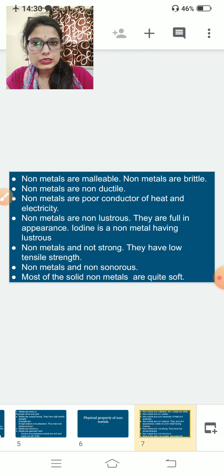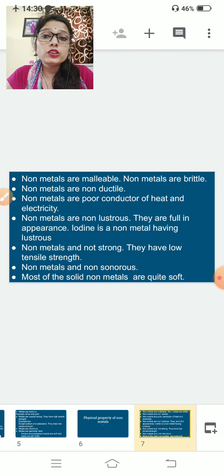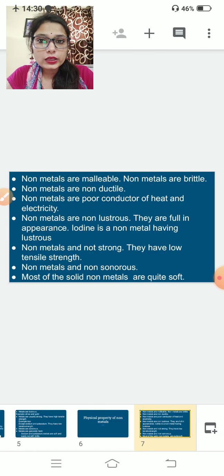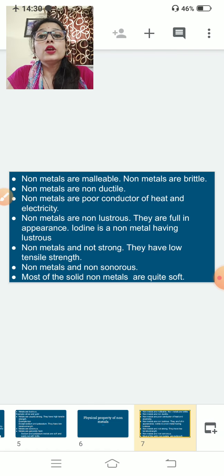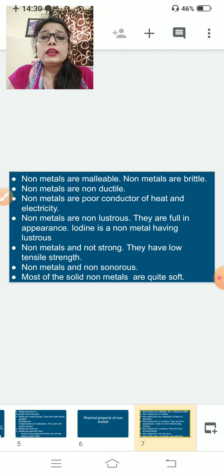If metals are ductile, then non-metals are non-ductile. If they are non-ductile, what does it indicate? It indicates that we can't convert non-metals into thin wire. Clear? Non-metals are poor conductors of heat and electricity. That means heat and electricity cannot pass through the non-metal. Clear?